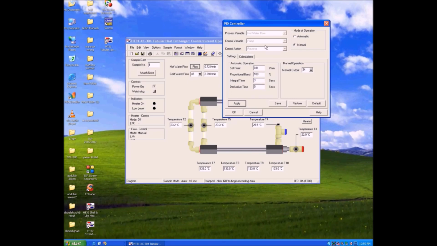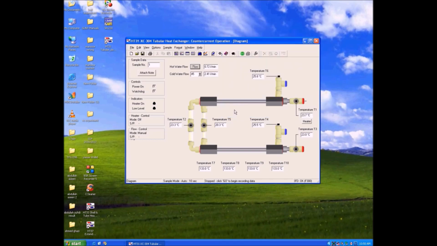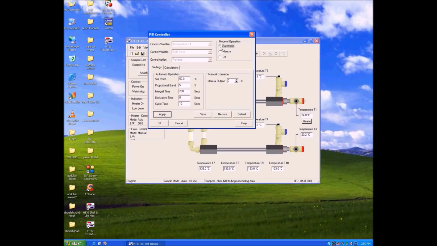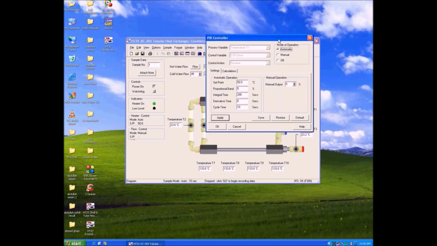So click on apply and say OK. The flow rate is adjusted to 0.72. Okay. Now click on heater to start the heater. So we can click automatic here, and now heater will start automatically, and manual output here no need.